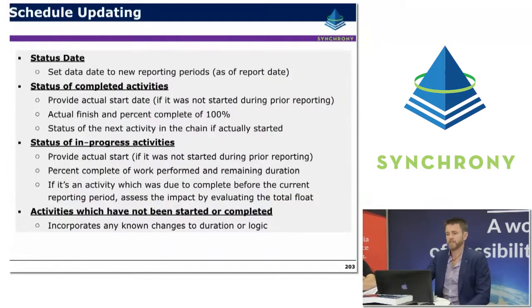Okay, the next step in the process, we're going to talk about the schedule updating process. This is starting to get into the control loop, or the feedback cycle, of earned value and project controls. It all starts with a status date. Everything that we do in earned value management is all relative to a particular status date, and all of the reporting is planned around these status dates.